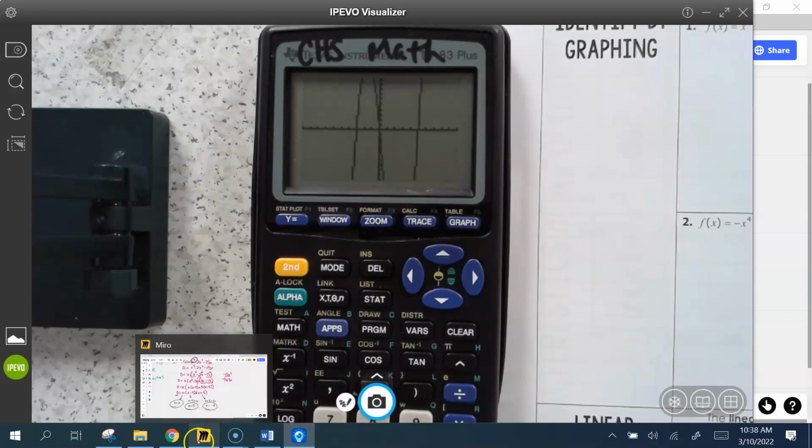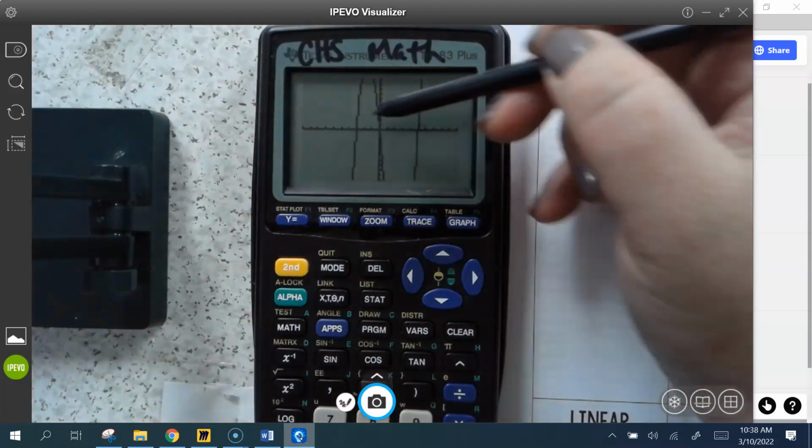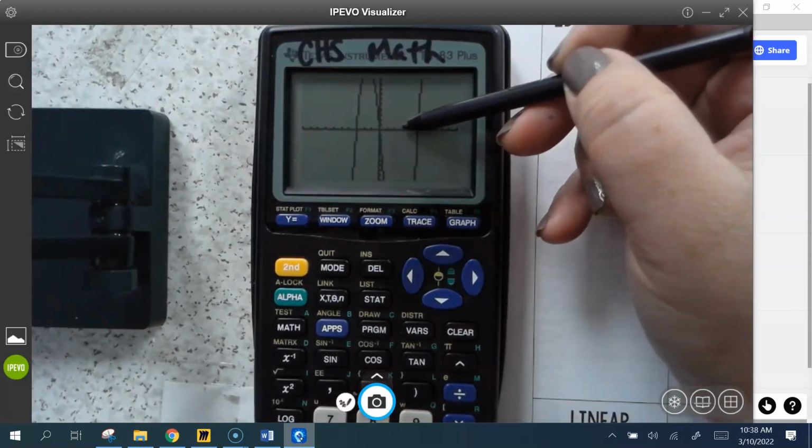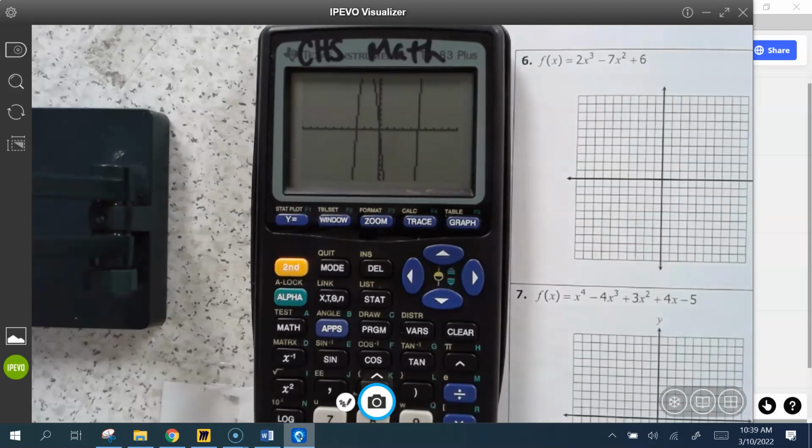What did we say? Negative 3, 0, and 5. We found the zeros algebraically. We confirmed it graphically. Does that make sense? Okay. I just want you to see how all this comes back together and we're doing the same thing. All right, flip it over.